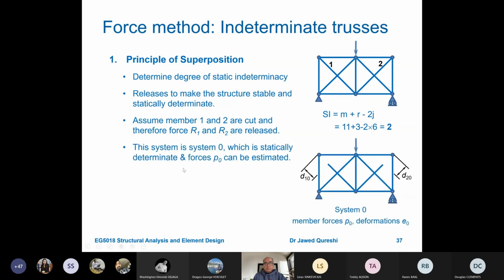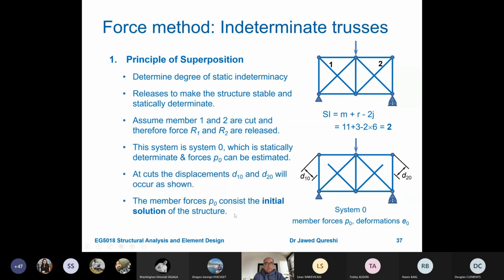System 0, which is statically determinate, and P naught can be estimated. System 0 is the one which we obtain after removing the redundants and replacing it with the kind of displacements that will happen at those positions. So for the first one, we will say D10, and for the second one, we will say D20. This is termed as initial solution.